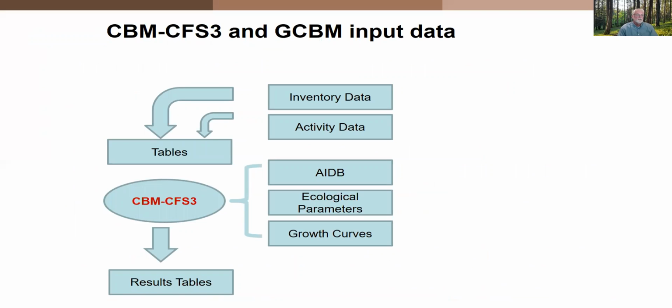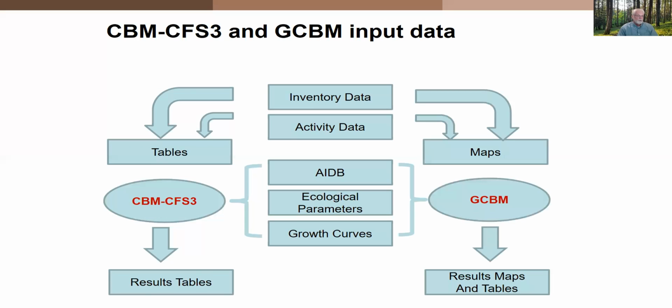For those familiar with the CBM CFS3, you will remember that it uses inventory data, activity data on forest management and fires, etc., as well as a series of databases, ecological parameters, and growth curve libraries to represent spatially referenced information on carbon stocks, emissions, and removals. The GCBM is very similar in its approach, and it uses some of the same infrastructure as the CBM CFS3, so transition is facilitated between the 2 modeling systems.